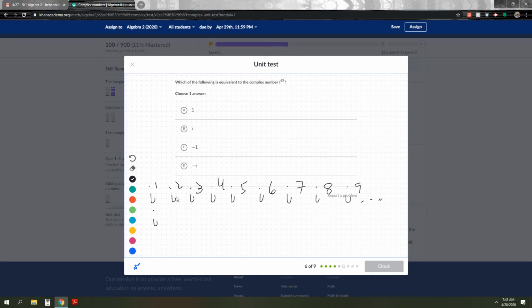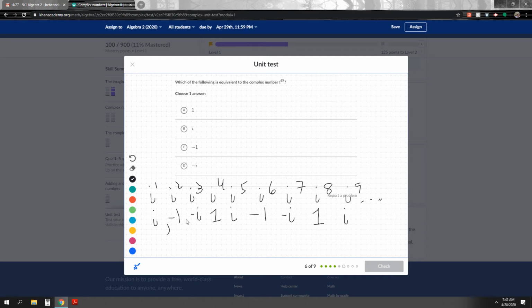I to the 1 is i. I times itself is -1. -1 times i is just going to be negative i. Negative i times i, well, i times i is -1, and -1 times -1 is just +1. 1 times i is i. i times i is -1. And -1 times i is negative i. Negative i times i is going to give me +1.